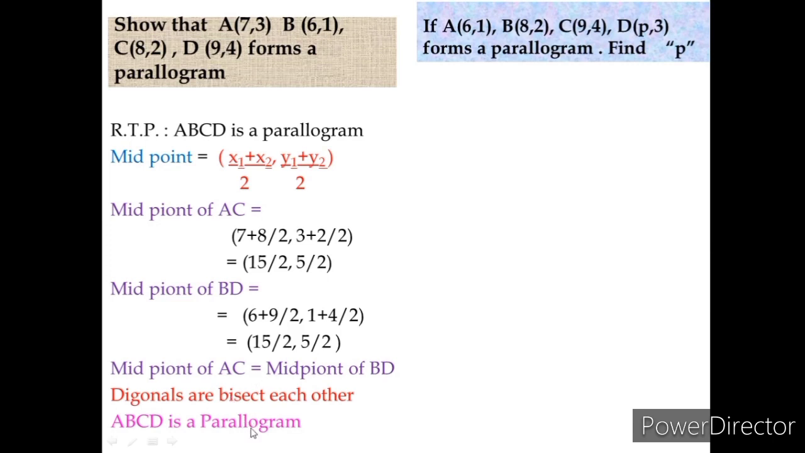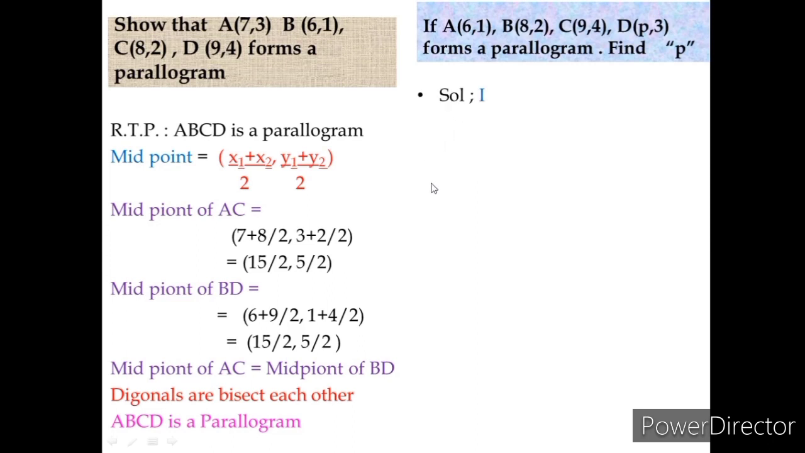It is a parallelogram, given condition. It is a parallelogram means we can say diagonals bisect each other. What is meant by diagonals bisect each other? Midpoint of AC is equal to midpoint of BD. So we are taking this point as a key role in the solution.